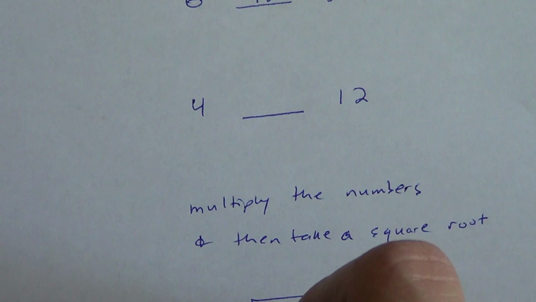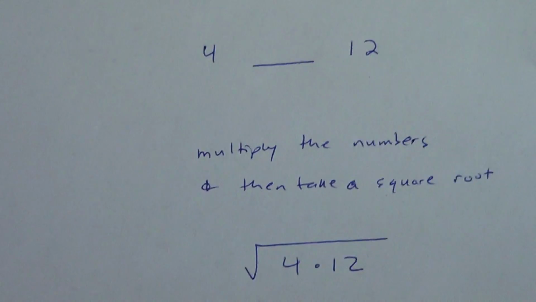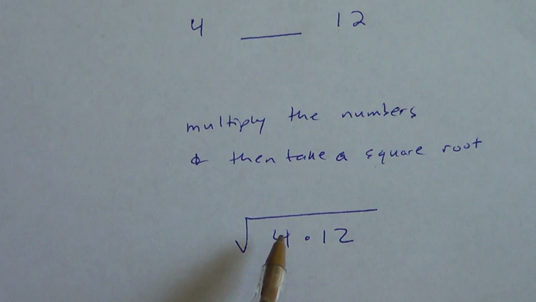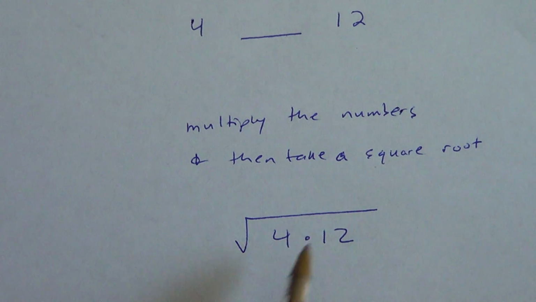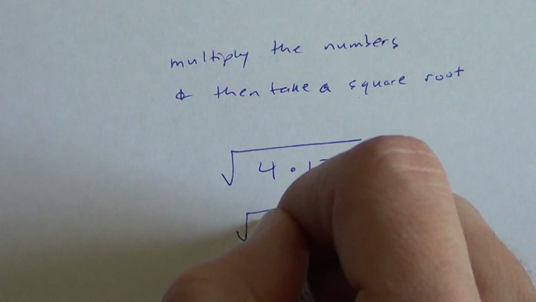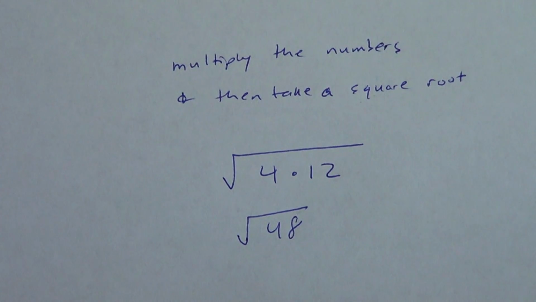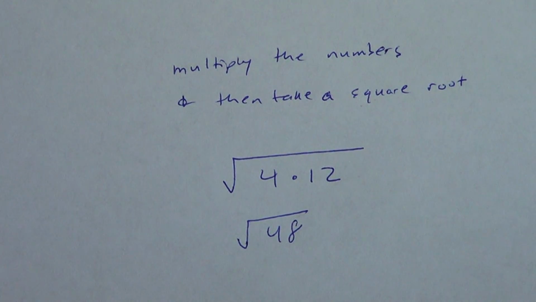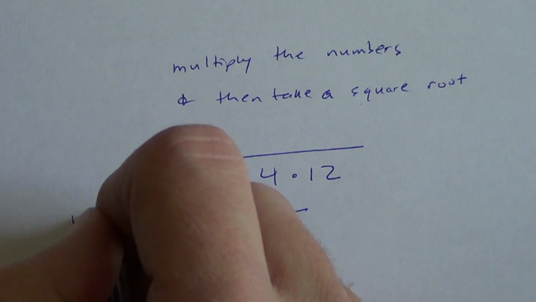So here's my square root, here's my two numbers being multiplied together. I'm going to multiply the numbers, and then I'm going to take the square root of that. So 4 times 12, we know that's 48. I'm going to take the square root of 48 without using decimals, so we do our factor tree.